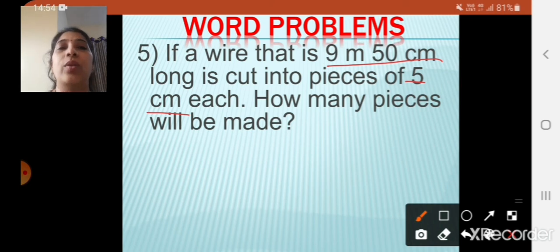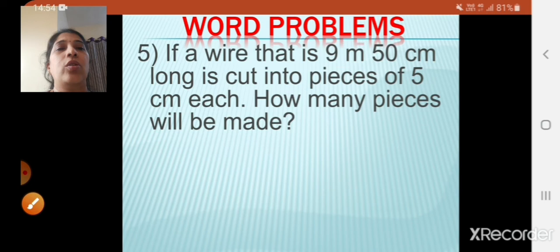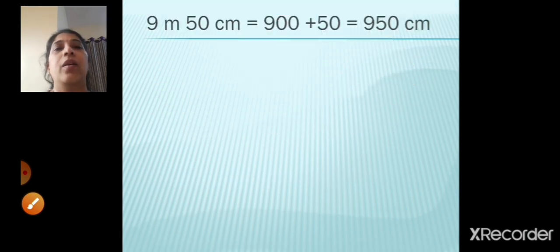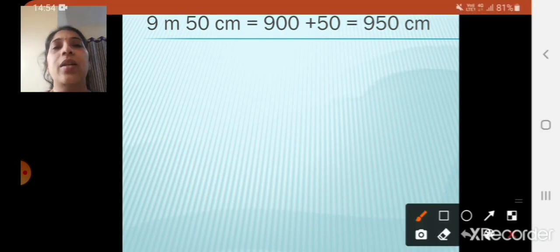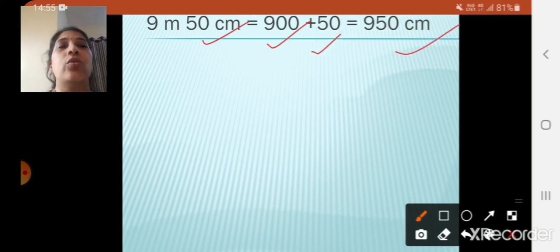So that means you have to carry out division, right? So what you will do? 9 meter 50 centimeter. So what we will do? First, you all know, right? 1 meter is equal to how many centimeter? 100 centimeter. So that means 9 meter is equal to how many centimeter? It will be 900 centimeter. And this 50 centimeter you will add it. So how much you got? 950 centimeter. 1 meter is equal to 100 centimeter. So 9 meter is equal to 900 centimeter. So 900 centimeter plus 50 centimeter, you get it as 950 centimeter.